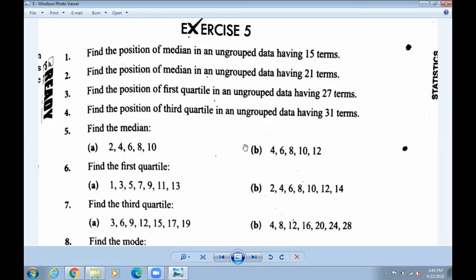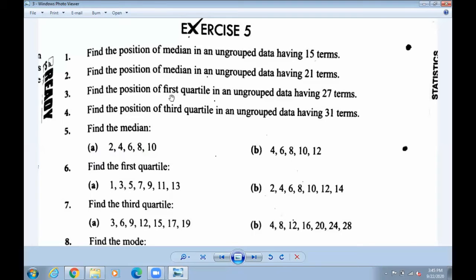The formula of median is (n plus 1) by 2 th item, isn't it? So this is the value of n. How many terms? 15 terms are there. This is n. You need to find out the median, just the position only. So here is also median. That means you need to find out the position. Right? So (n plus 1) by 2.